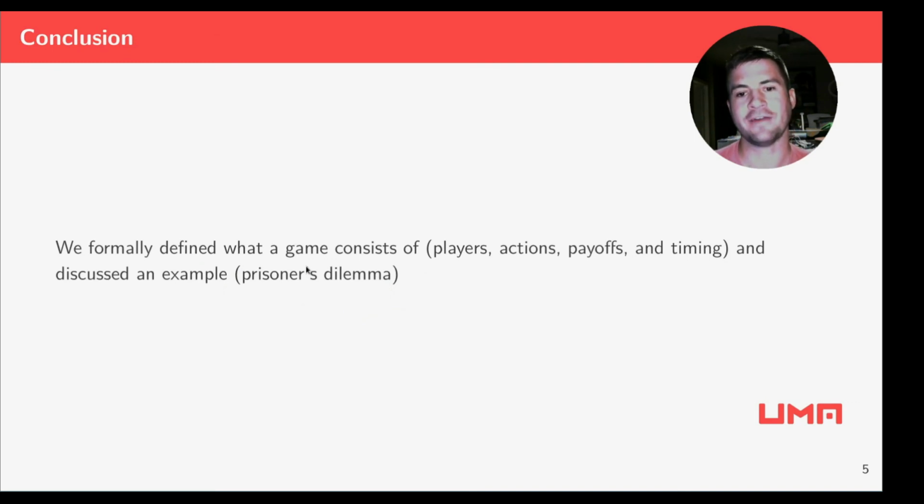Now, that's all we have for today. We formally defined what a game consists of, which is players, actions, payoffs, and timing. And then we discussed the canonical example of the prisoner's dilemma.